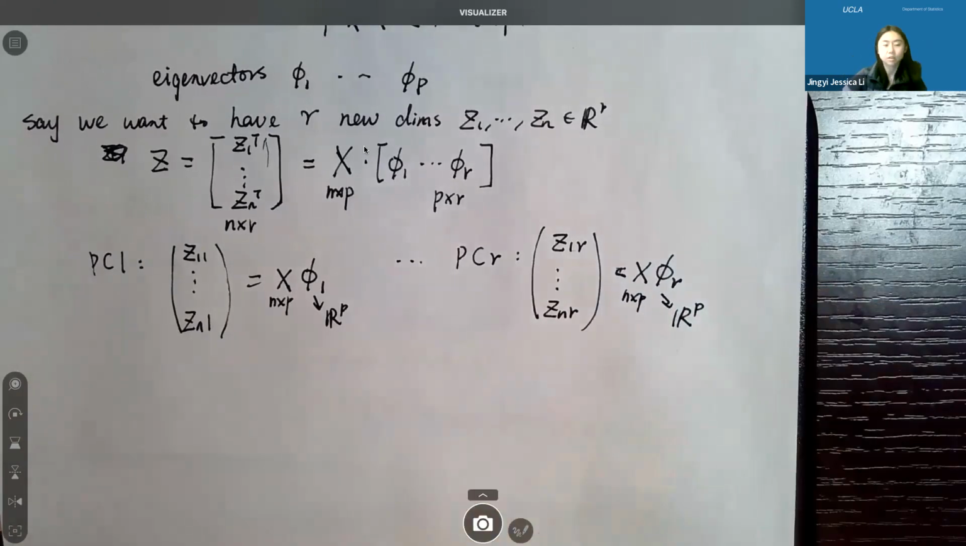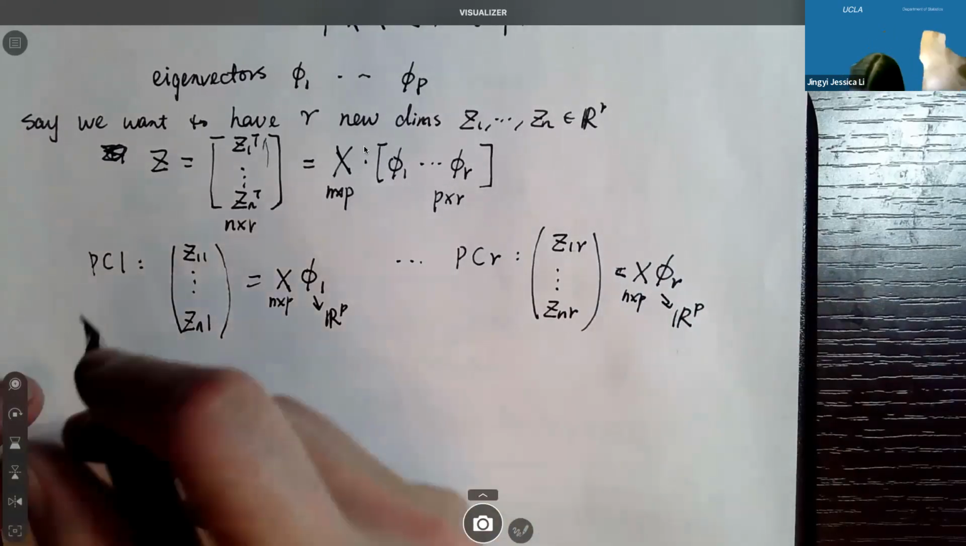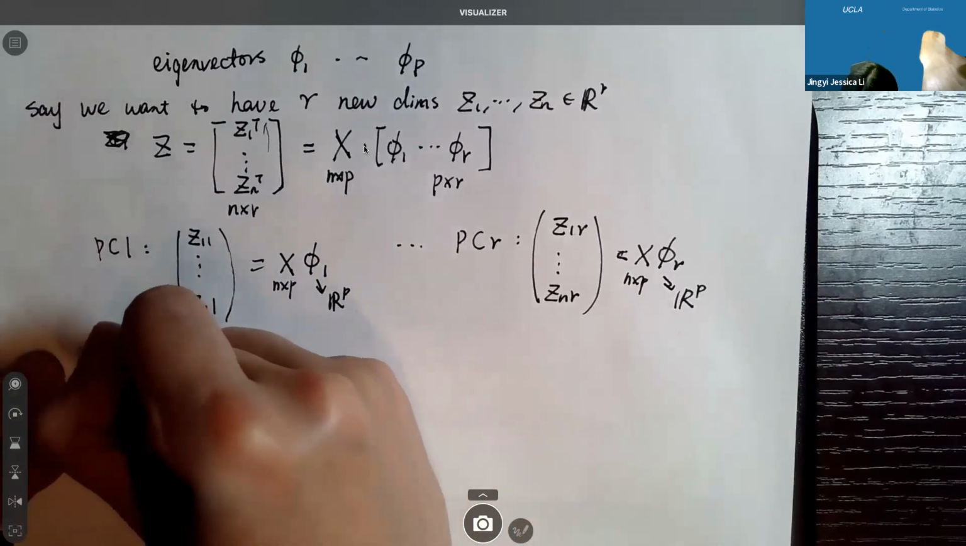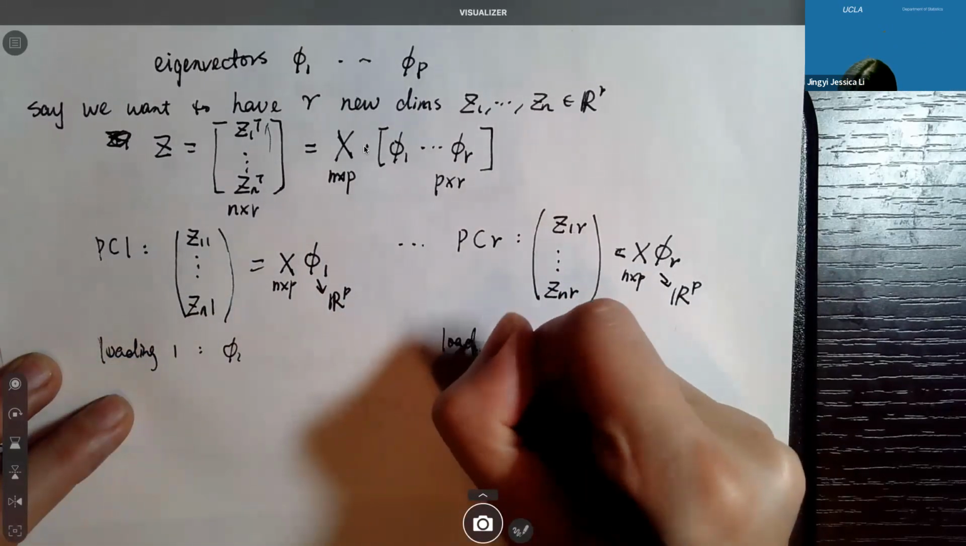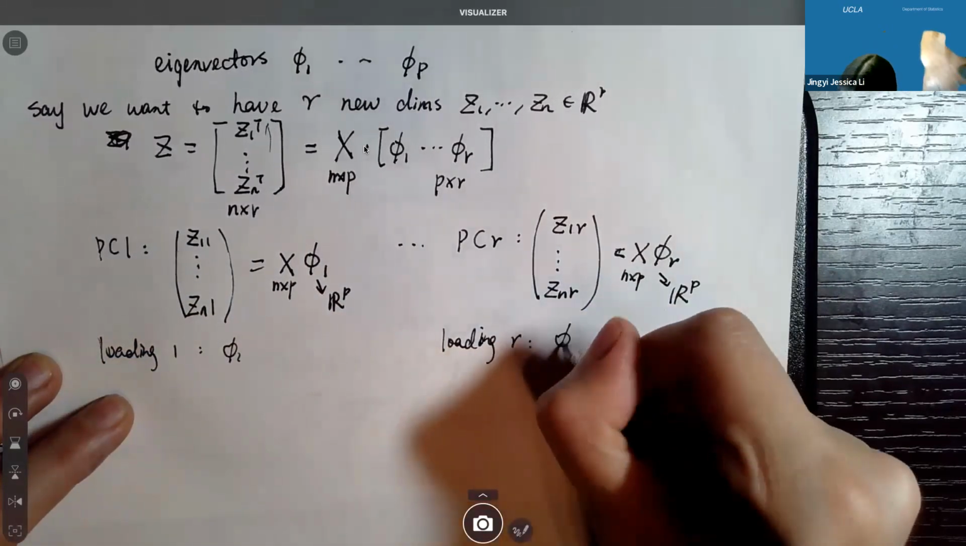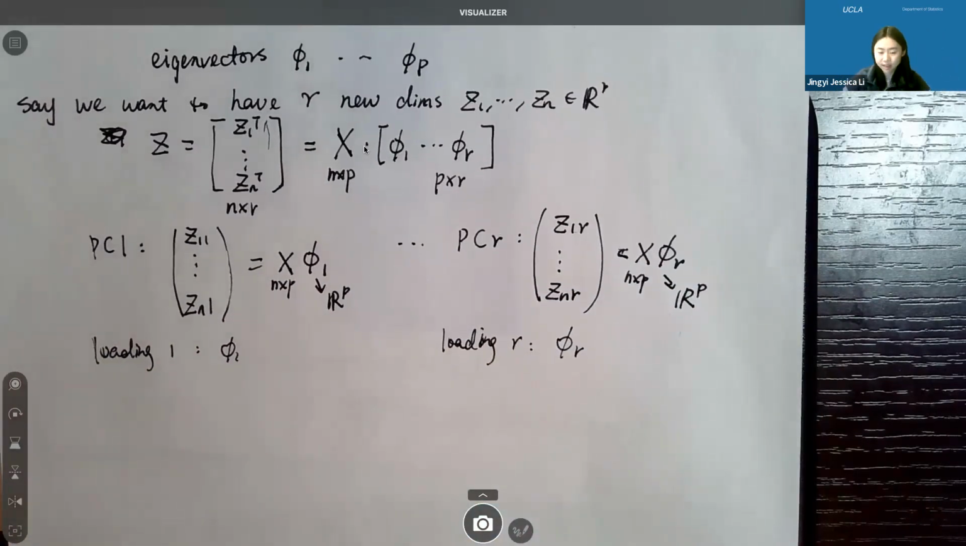Yeah. So basically we say that the loading vector 1 is phi 1, and loading vector r is phi r. Right, so I hope we can be more careful about the language we use here. When you talk about the n observations or your n data points and their embeddings, you are referring to PC1 to PCr. But when you talk about how the new dimensions are constructed from the original p dimensions, you talk about the loadings. Okay, is that clear for PCA?